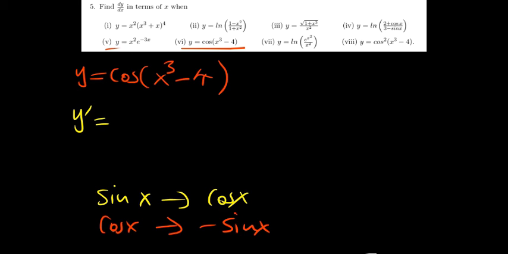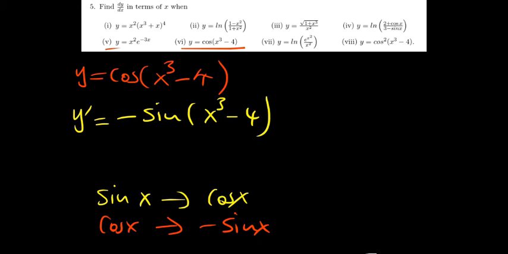Now the next one basically involves just the chain rule. Y is equal to cosine of x to the power 3 minus 4. How do you go about it? So our y prime is going to be, ask yourself, what's the derivative of cosine? So we say derivative of sine is cosine. Derivative of cosine is negative sine. Just this will help you. So the derivative of cosine is negative sine. So you have negative sine of x to the power 3 minus 4.